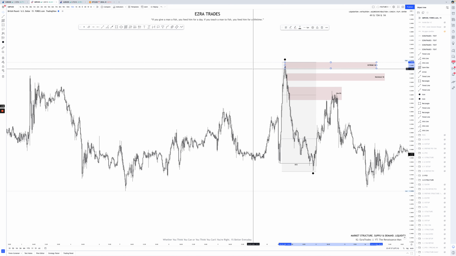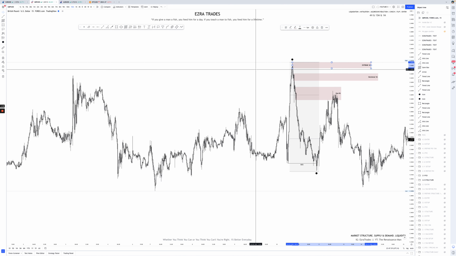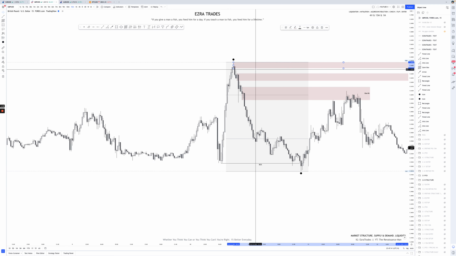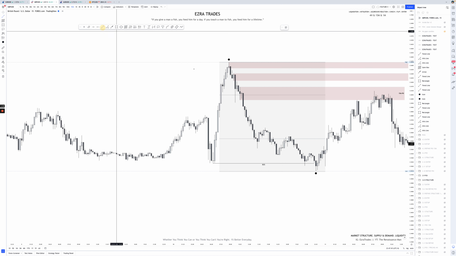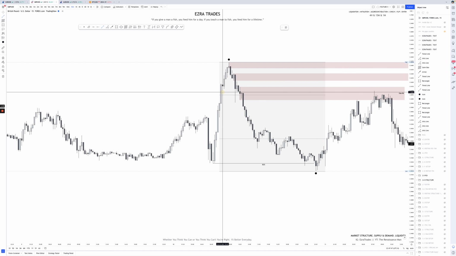Maybe it swept something to the left. Could have swept some liquidity. But where did we get the true commitment from? Technically, we have what? This was the pullback.